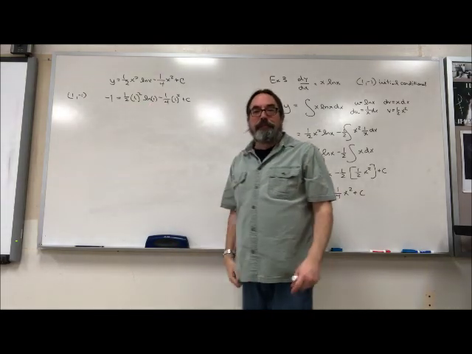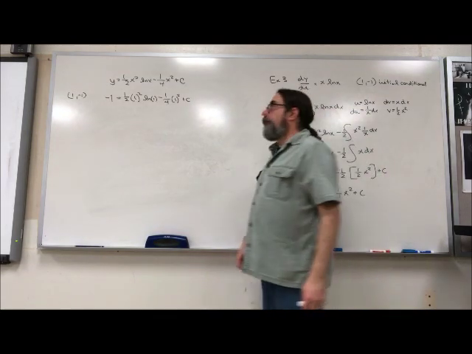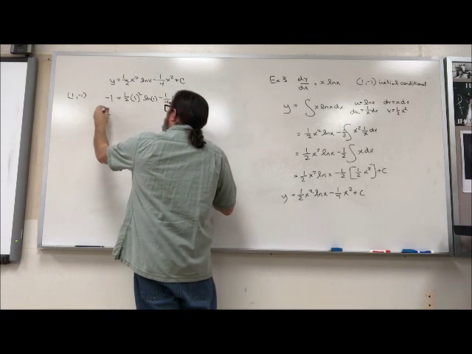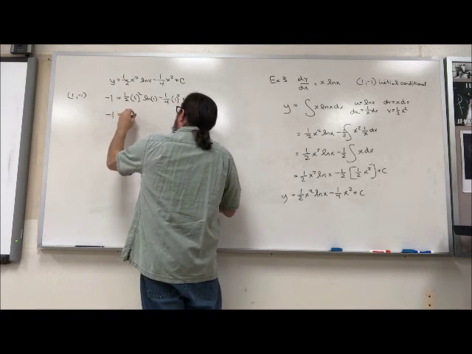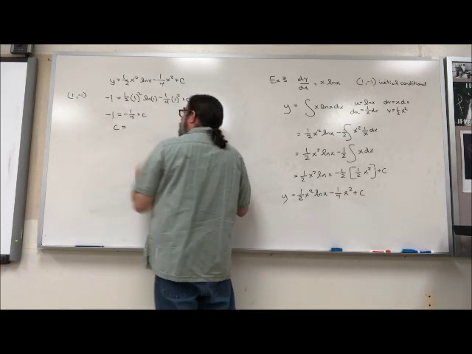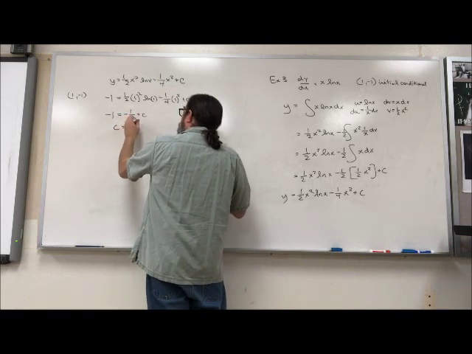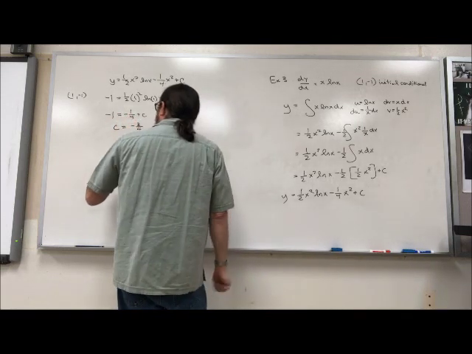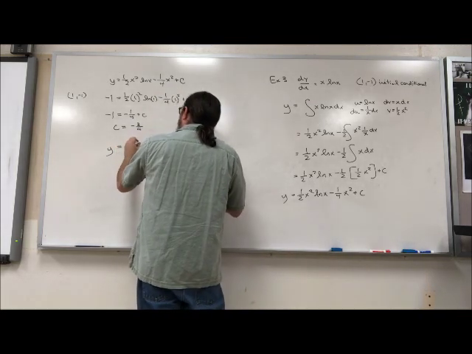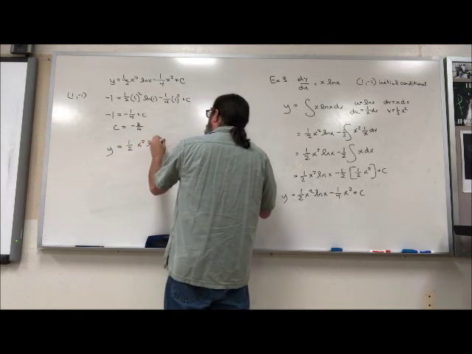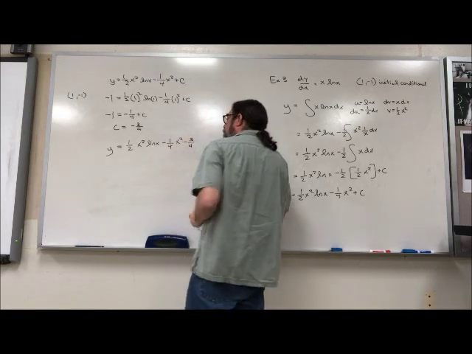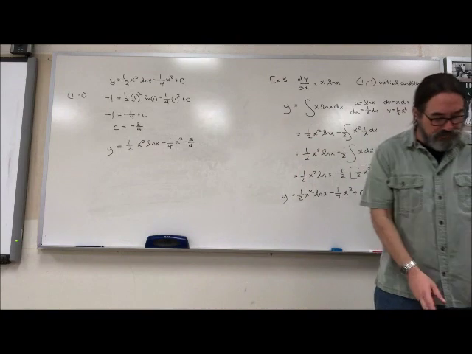What's ln 1? It's 0. So that means this whole thing is 0. Okay, which means that -1 equals -1/4 plus c, and that means that c is equal to -3/4. So that means that my particular solution with my initial condition is going to be 1/2 x squared ln x minus 1/4 x squared minus 3/4. And that's the answer. Okay?